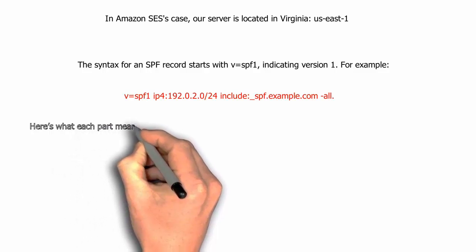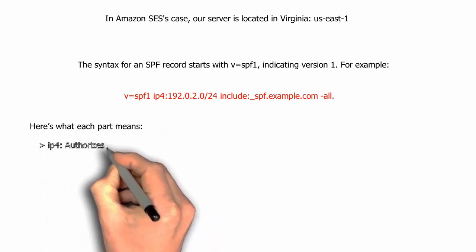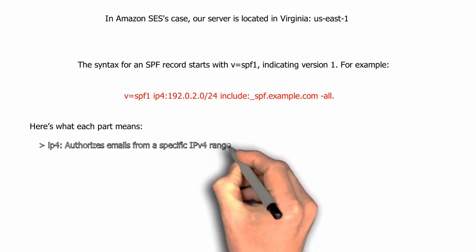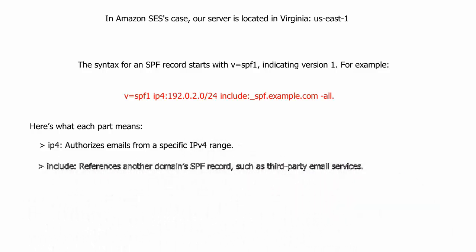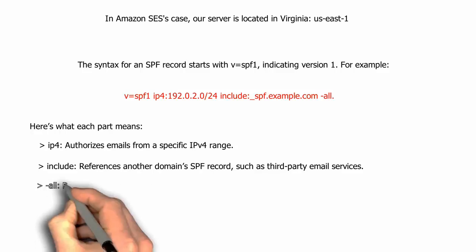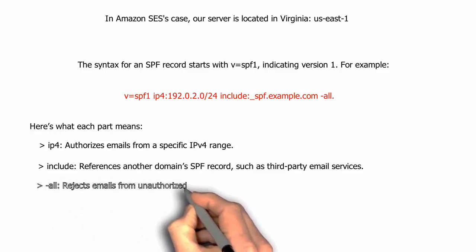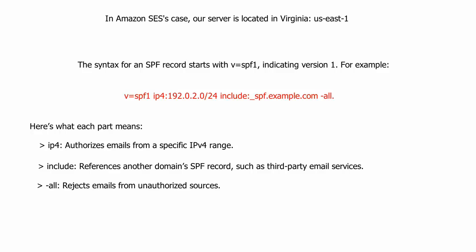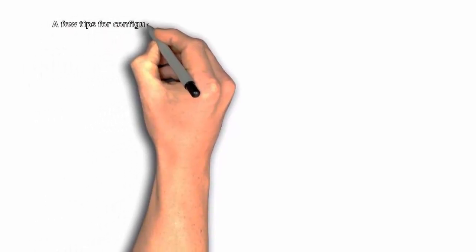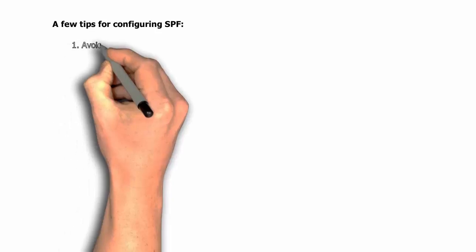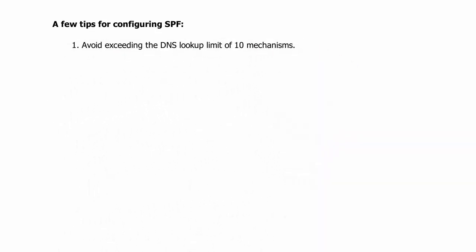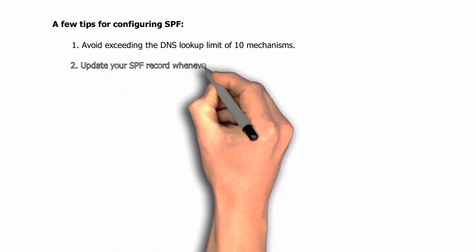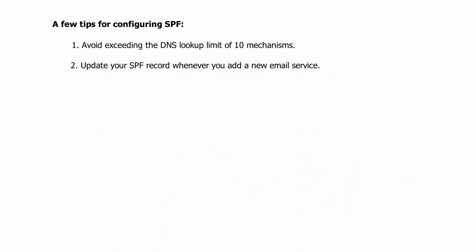ip4 authorizes emails from a specific IPv4 range. Include references another domain's SPF record, such as third-party email services. All rejects emails from unauthorized sources. A few tips for configuring SPF: 1. Avoid exceeding the DNS lookup limit of 10 mechanisms. 2. Update your SPF record whenever you add a new email service.